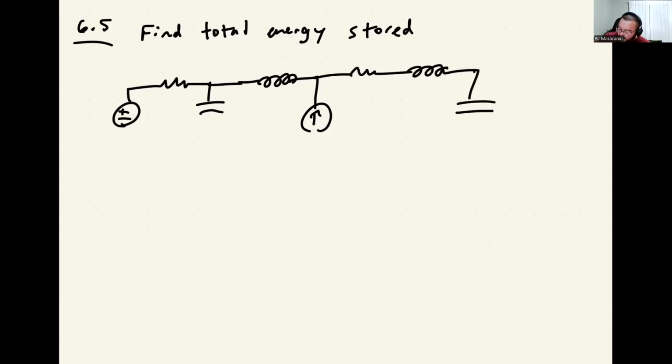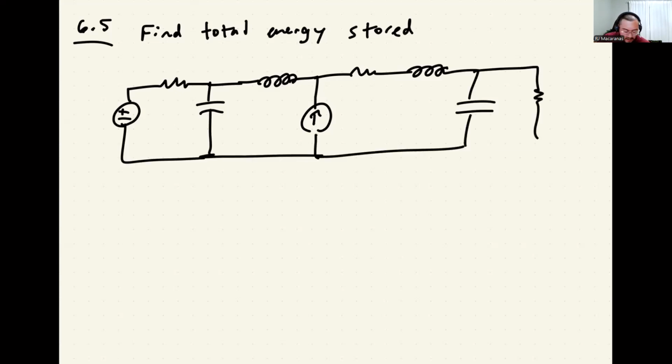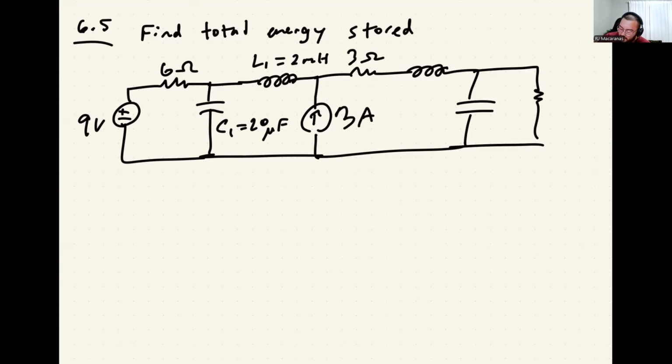So here's the circuit. Got a lot going on. It's got a 9-volt source, a 6 ohm resistor, a C1, which they have as 20 microfarad, inductor 1, which is 2 millihenries, a 3 ohm resistor there, a 3 amp source here, another inductor here, which is 4 millihenries, and another capacitor, which is 50 microfarads, and then a 6 ohm resistor here.